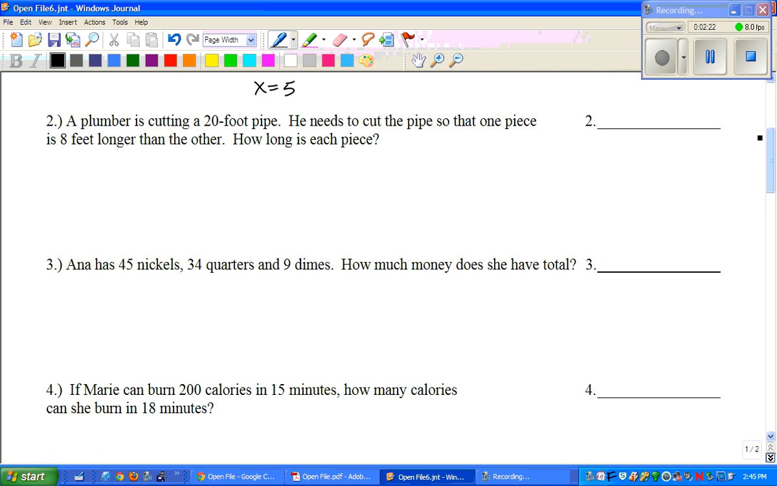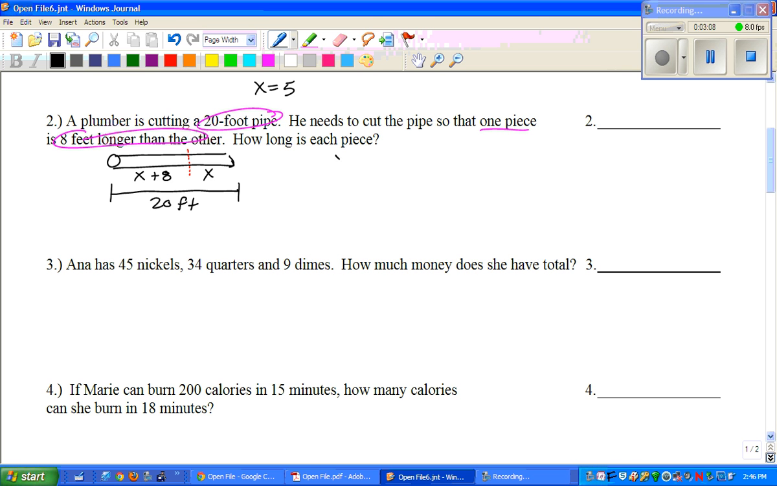A plumber is cutting a 20-foot pipe. He needs to cut the pipe so that one piece is 8 feet longer than the other. How long is each piece? Okay, so we got a 20-foot pipe. One piece is 8 feet longer than the other. So for this one, I would draw a picture. There's our pipe. He's going to cut it, but it's a total of 20 feet. So one is going to be longer than the other, so we know one is X and the other is longer than that. So it's got to be X plus 8.